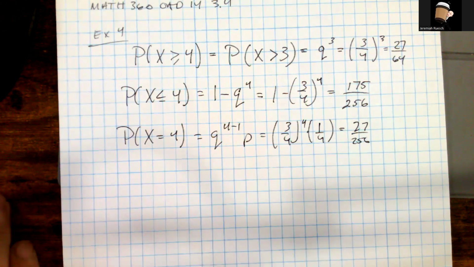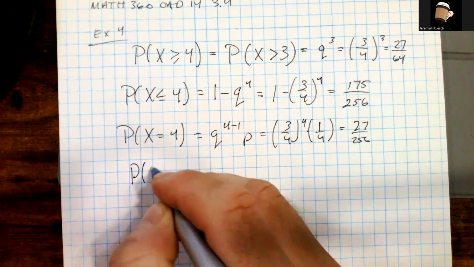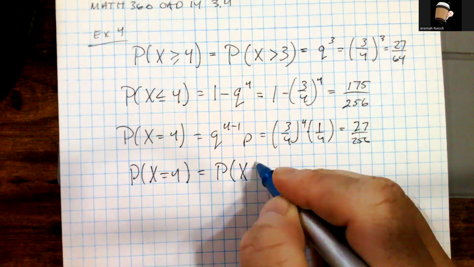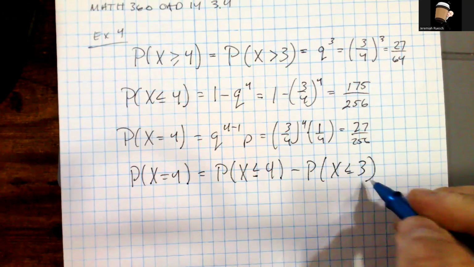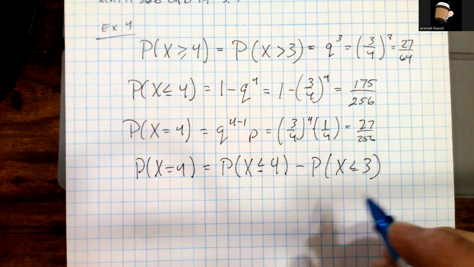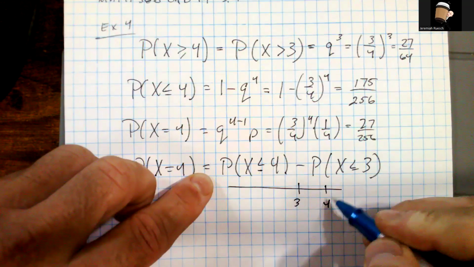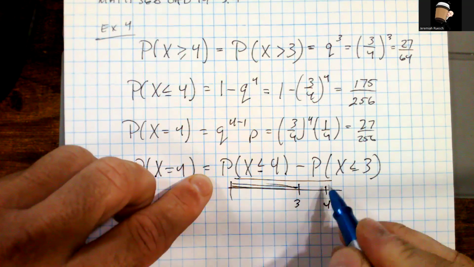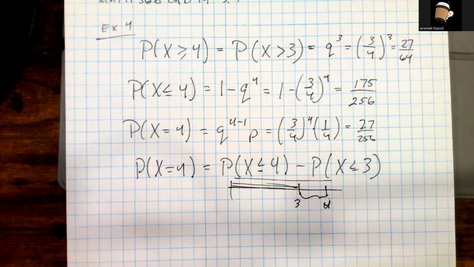Okay. What else can we do with this? So we could say that P of x equals 4 is equal to the probability that x is less than or equal to 4 minus the probability of x being less than or equal to 3. So everything up to 4 and then everything up to 3. This is easy to think about in terms of lengths. If you subtract off this length from this length, the result you get is just the probability of 4. I hope that makes sense.